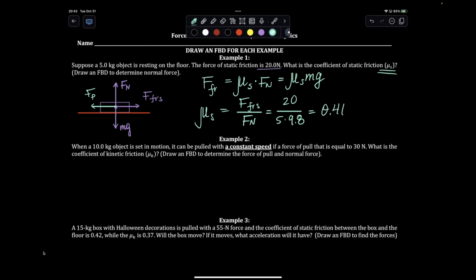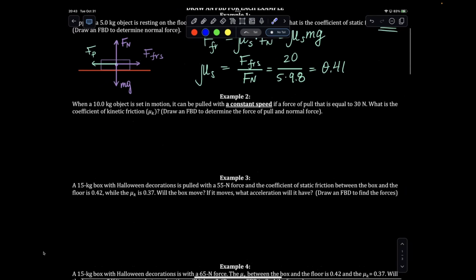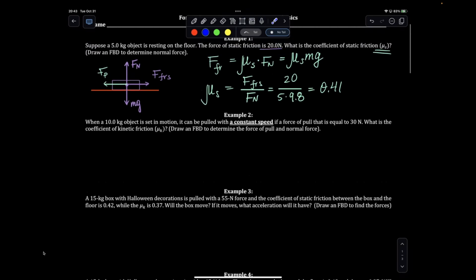0.41. Now mu doesn't have any units because when you think about it, you took 20 newtons, you divided by 49, also newtons. Newtons over newtons give you nothing. Coefficient of static friction is just 0.41. Force of friction is 41% of normal force if you're into percent. Anyway, then we have example 2, which is very similar to this one.